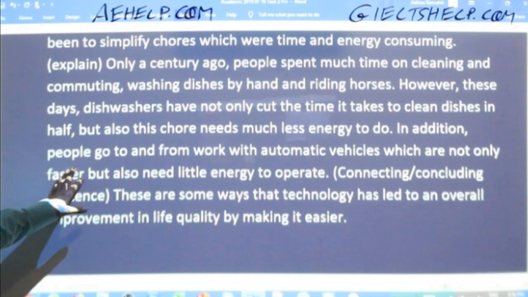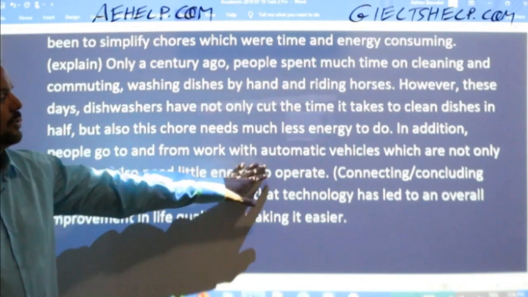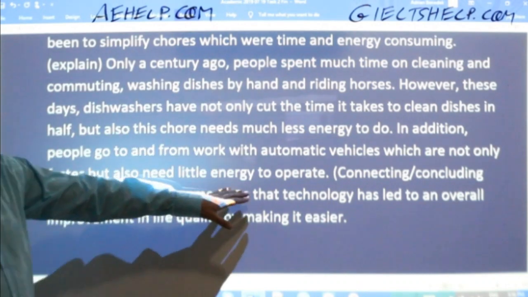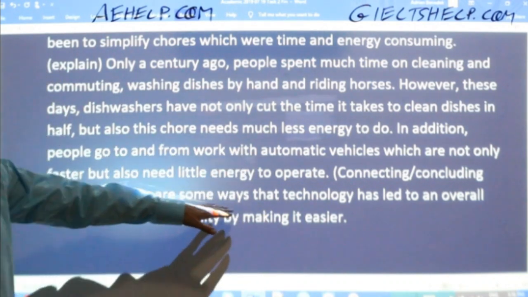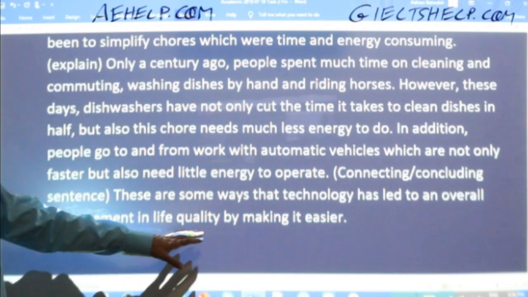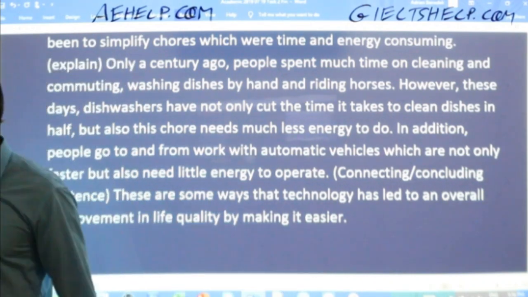In addition, people go to and from work with automatic vehicles, which are not only faster, but also need little energy to operate. These are some ways that technology has led to an overall improvement in life quality by making it easier.